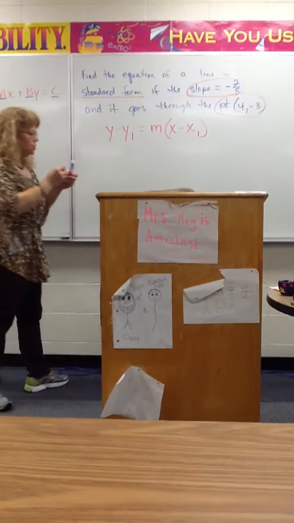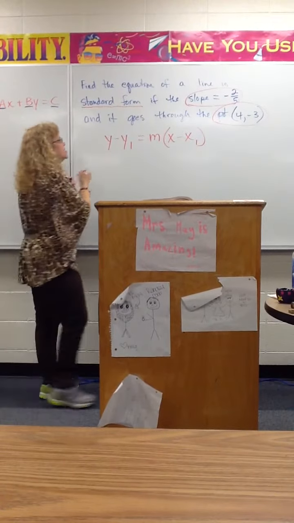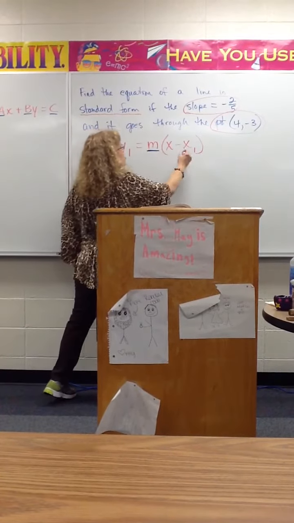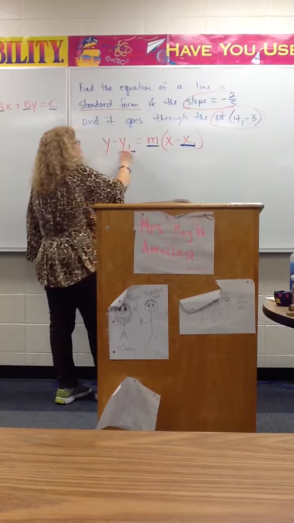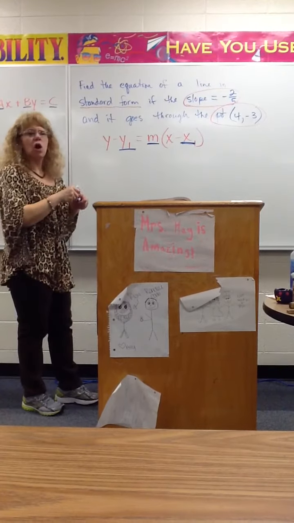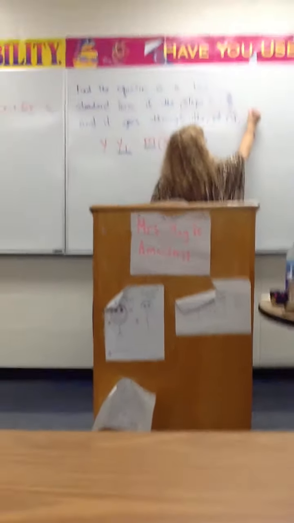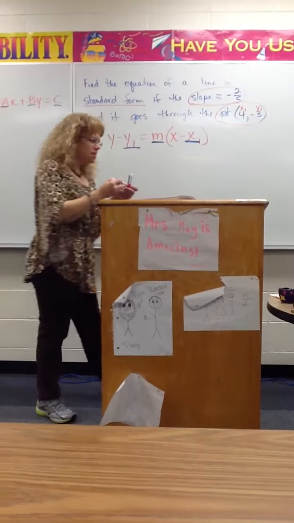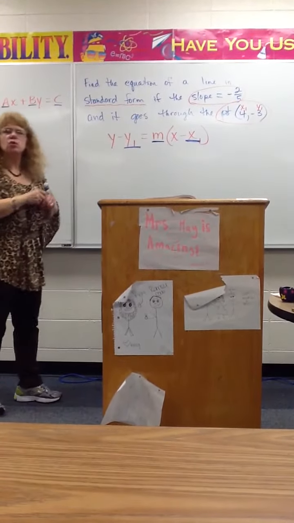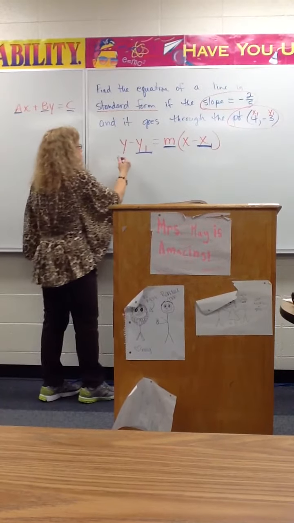Point slope form looks like this. And you need to fill in m is the slope, x1, y1 are the coordinates of the point they give you. So here's your x1, y1. And you just need to plug that stuff in. So let's plug it in.